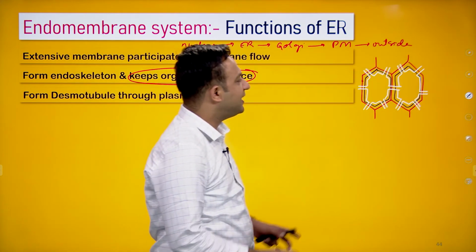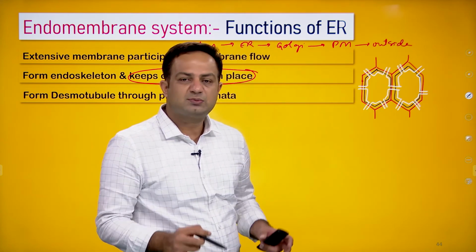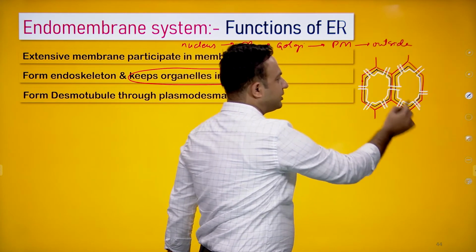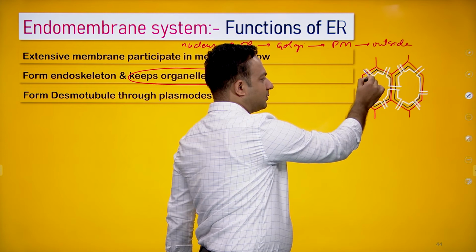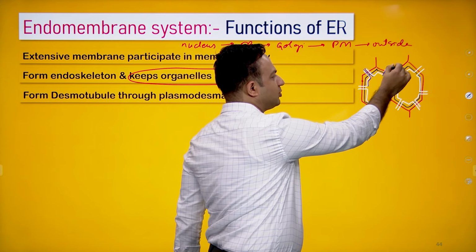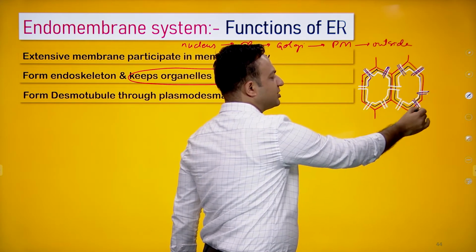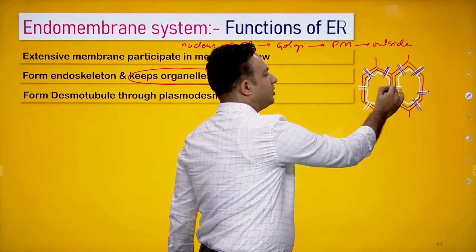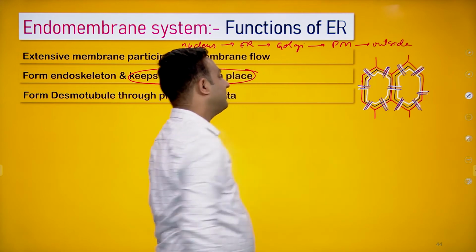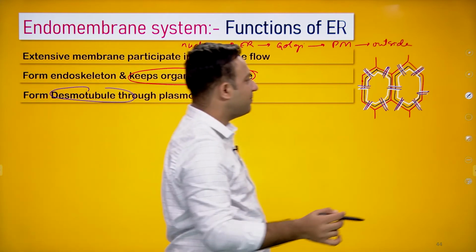Then I am saying these white bridges are what? Plasmodesmata, and the continuity of the membrane through them, from one cell to the other cell, is actually what? The desmotubule. They are nothing but a modification of the endoplasmic reticulum, or you can say the membrane. Which membrane? The plasma membrane. That is the desmotubule. Let me mention this very clearly.